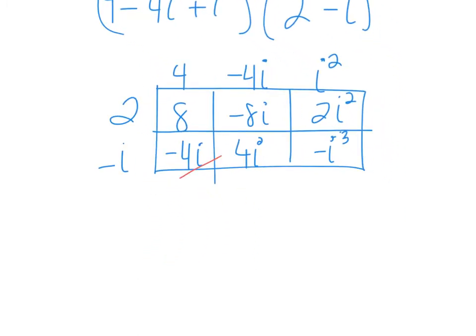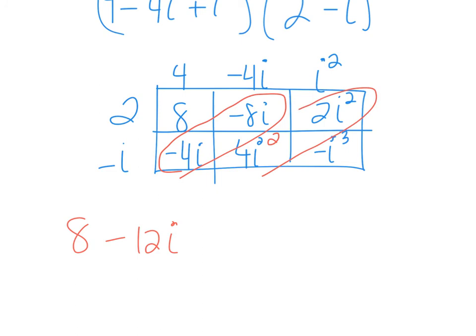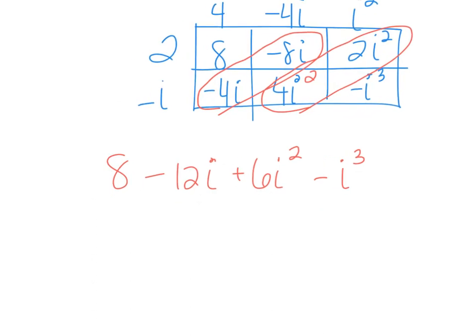So I see that these guys combine. The 8 stays, but that gets you negative 12i. Oh, this is i squared. i and i make i squared. Sorry. These guys combine to 6i squared. And then minus i cubed. Okay. These can't reduce, but I know i cubed is negative i. No, negative 1. i squared is negative 1. I'm doing that one first.